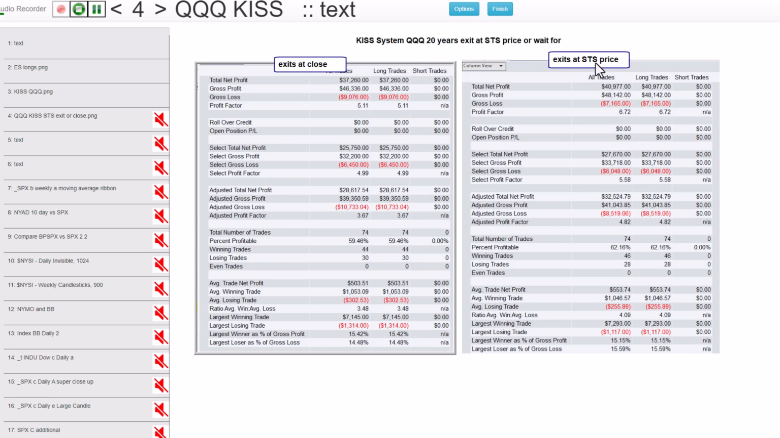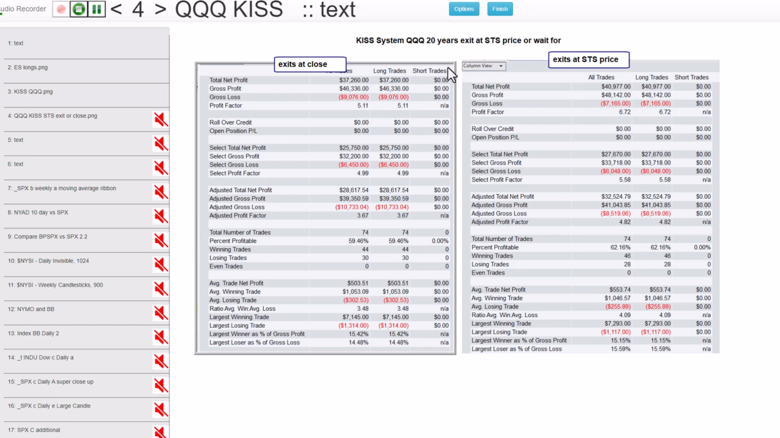Okay, that's actually beneficial for you guys because you can literally use the smart trailing stop as a hard stop in your trading program. So instead of waiting for the close, you can just go ahead and set your exit at the STS. But anyway, I wanted to share that with you.